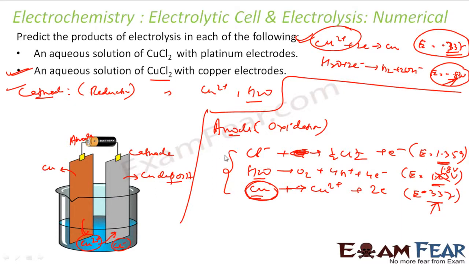Understand why chlorine or water will not get oxidized here? Why copper will get oxidized here? Because with the reduction values, it's pretty easy to see that 0.337 volt is required to oxidize copper, 1.8 volt is required to oxidize water, and 1.39 volt is required to oxidize chlorine gas.